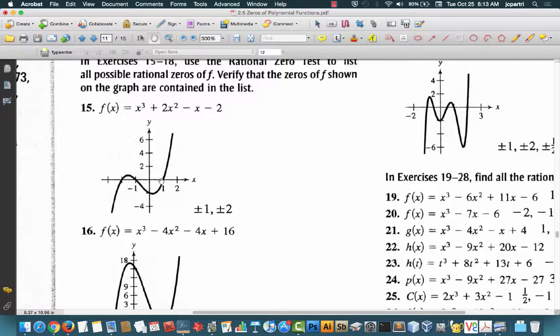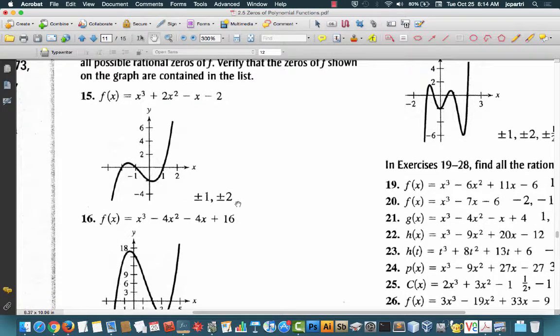Looking from the graph, is 1 in this list? It is. Positive 1 is right here. Is -1 in that list? Yes, it's right here. And is -2 in that list? Yes, -2 is in the list. The extra one that we have is +2. So again, this brings home the point that what you're getting here are just possible zeros. It doesn't mean that they all work. It just means that if there are any rational zeros, then they have to be in that list. That's all the rational zeros test says.